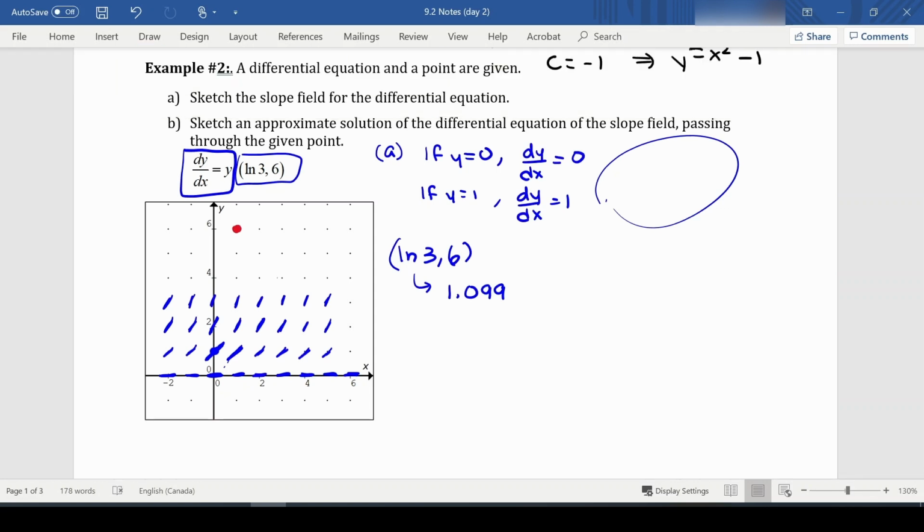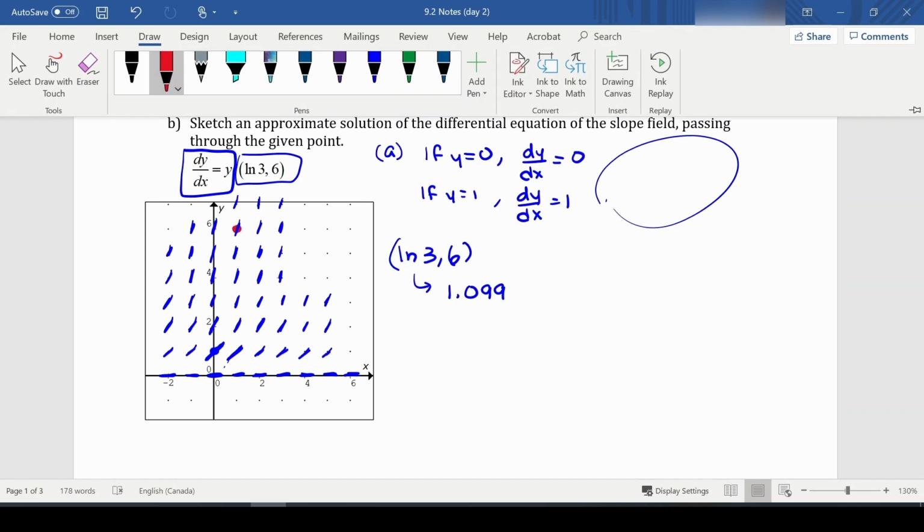So at 4, our slope should be 4. At 5, our slope should be 5. And yes, it will get a little bit difficult to do these by hand. That's why it's not common that you would actually do an entire slope field by hand. You would likely be using some sort of computer software to do it if you're wanting a really, really giant slope field.